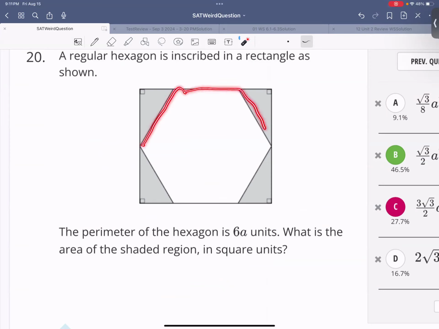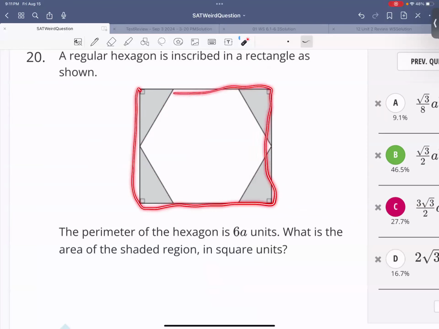This is a regular hexagon. The perimeter is 6a. So this is how much? A. Everybody says A. Some people say the shaded area can use this whole thing minus this. Do you agree? The shaded area is this whole thing's area minus the middle one. That's true, right? Yeah. Okay.